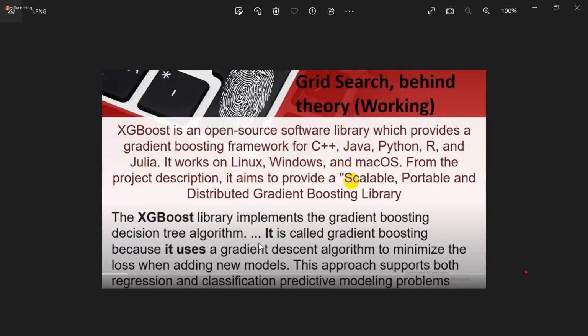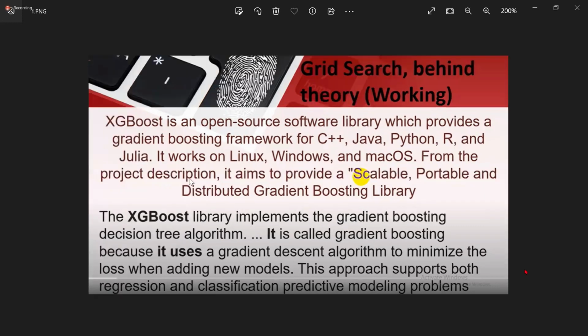XGBoost is open source software. It is called gradient boosting because it uses gradient descent algorithms to minimize loss when adding new models. The XGBoost library implements gradient boosting decision tree algorithms. When adding new models, this approach supports both regression and classification for predictive modeling problems. Do you understand?